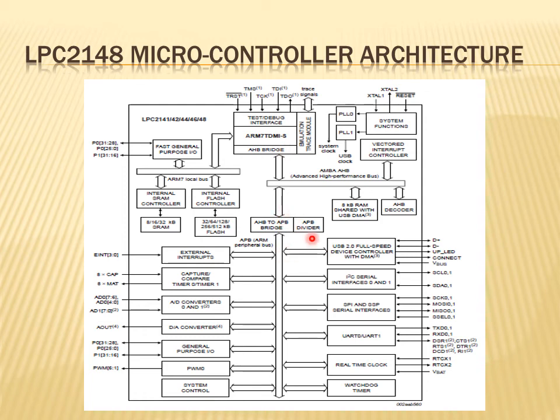So for synchronization, from high frequency to low frequency, there is a bridge available. Automatically the high frequency is converted into the low frequency, which matches the operations of the various peripherals. So this is the AHB to APB bridge. APB stands for advanced peripheral bus, and AHB stands for advanced high performance bus.